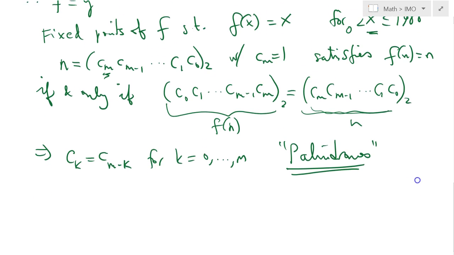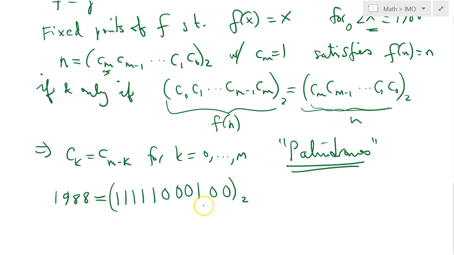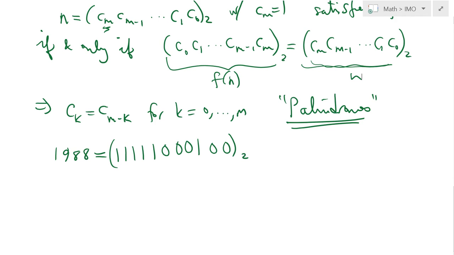So this question reduces to counting the number of palindromes in binary that are less than 1988. In binary, 1988 is simply equal to 5 ones, 1 2 3 4 5, 1 2 3 zeros, 1 and 0 0. So this is the binary representation of 1988. All we need now is to count the palindromes that are less than this number, basically. So this shouldn't be too hard, actually.